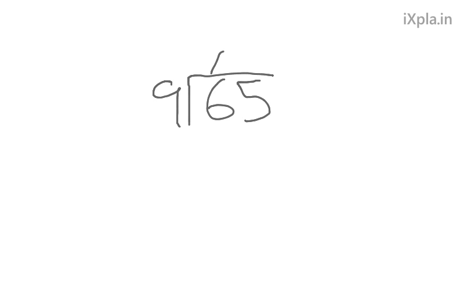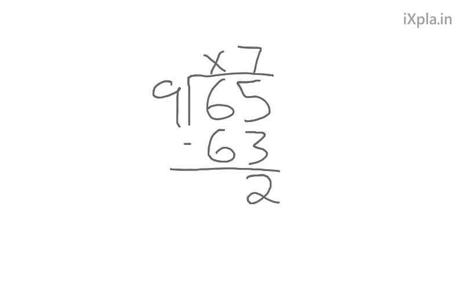C, 65 divided by 9. 9 does not go into 6, but it does go into 65, 7 times. 9 times 7 is 63. We now subtract, and we get 2. We're not going to write R2. We're going to put our 2 as our numerator, and our 9 will be our denominator. 7 and 2 over 9.